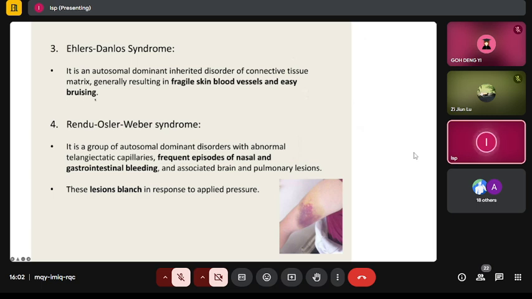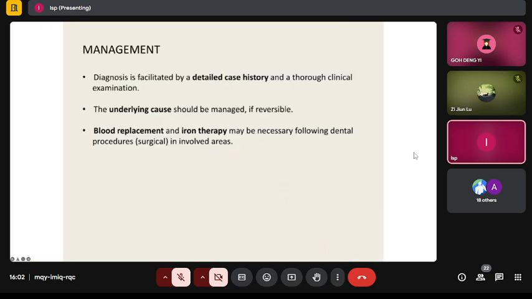Okay, for Ehlers-Danlos and Osler-Weber-Rendu syndrome, all these are due to collagen deficiency and cause easy bleeding. If you don't remember this, just forget about it. It's very rare. I myself have never seen one of these before. Okay.